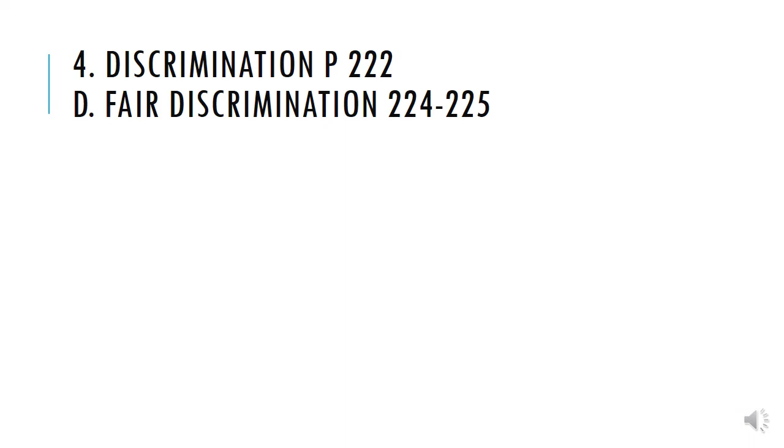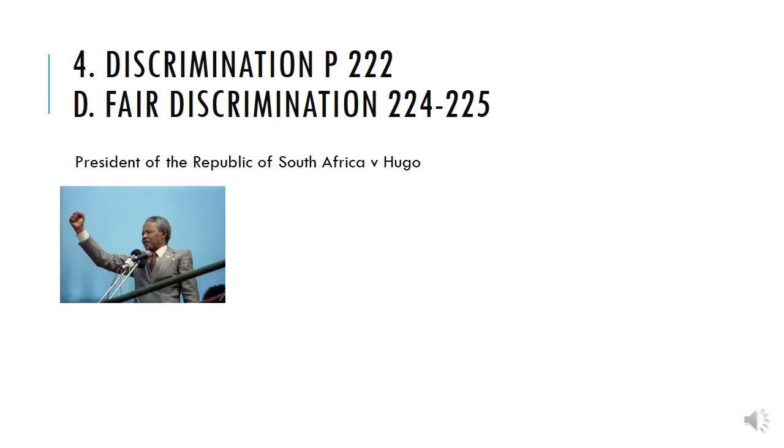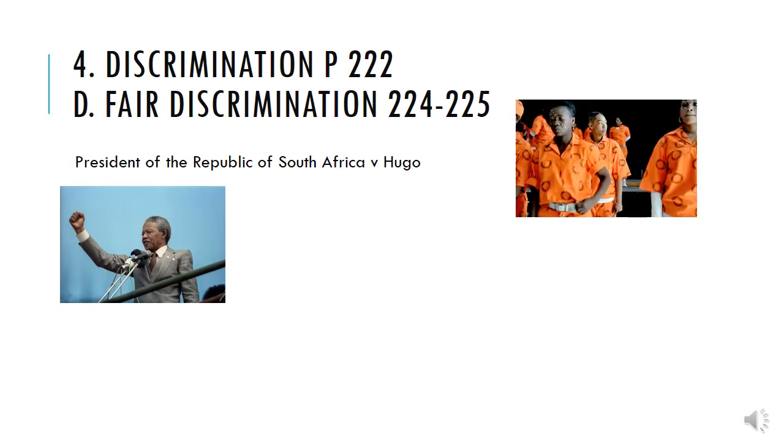Now, a very important case for you to discuss if I ask you about fair discrimination is the case of President of the Republic of South Africa versus Hugo. This case perfectly illustrates fair discrimination versus unfair discrimination. We have already done this case in previous lessons. When Nelson Mandela was president, he granted a remission of sentence to all mothers who were in prison at the time and who had children under the age of 12 years. So he said, I will pardon you. If you have a child below the age of 12 years and you're a female in prison, you will be pardoned.